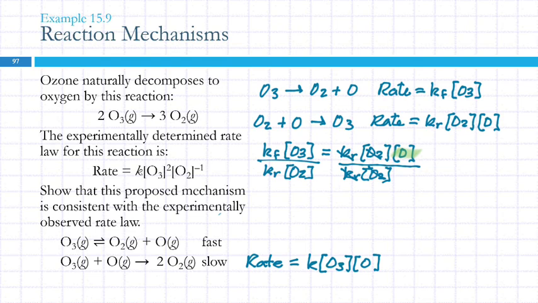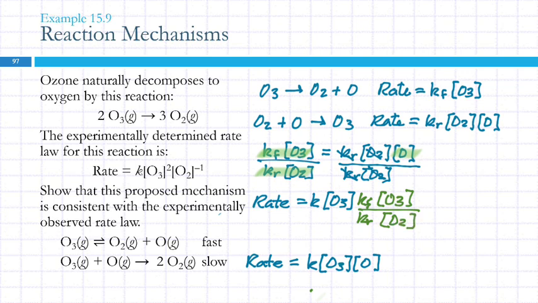So now we could say that the rate is equal to the rate constant times O3 times K reverse, really doesn't matter. K reverse, no, it was K forward, never mind. K forward times O3 divided by KR times O2.